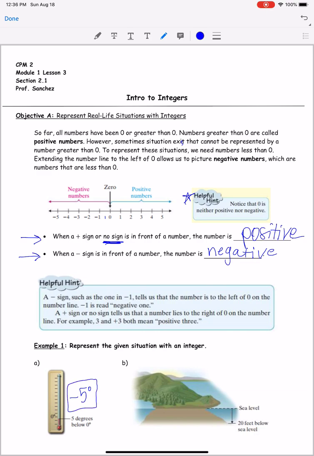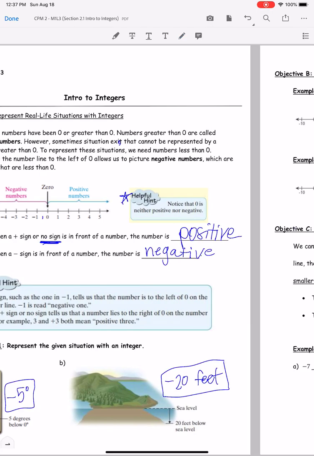And then on situation B, you have the sea level, so think of that as your 0. And now we are 20 feet below, so that is -20 feet. You do need those units there. Units are very important. Okay, let's turn that page.